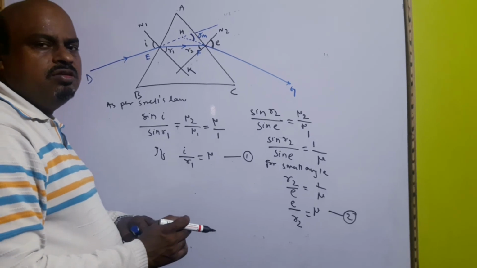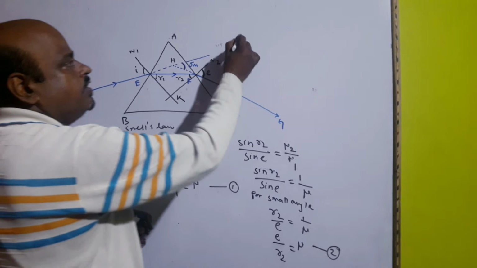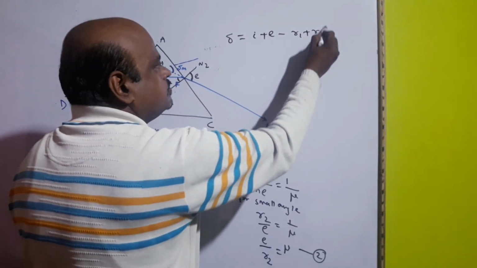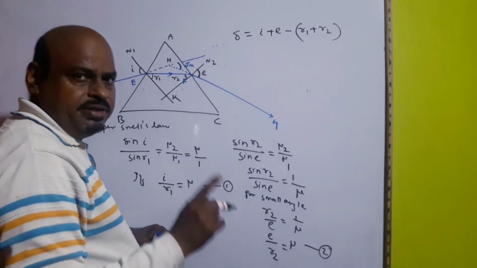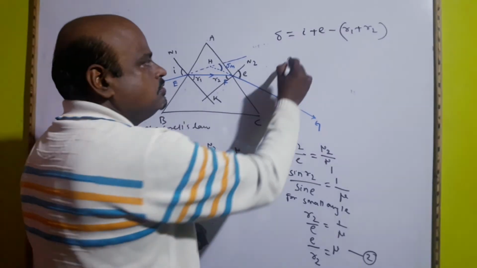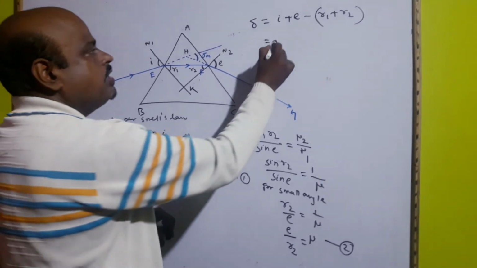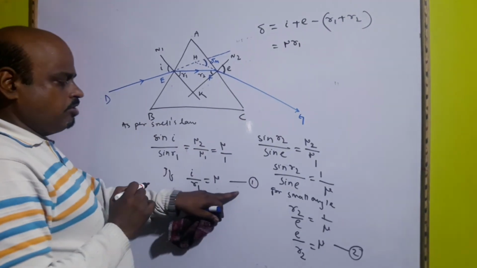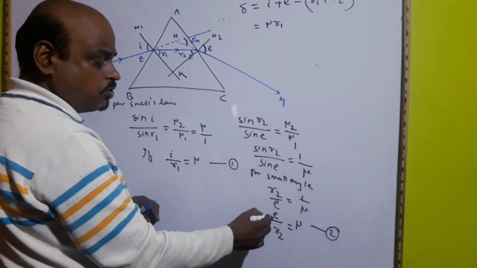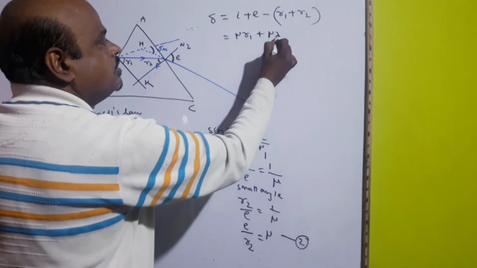You get equations 1 and 2. From the previous derivation, delta equal to I plus E minus (R1 plus R2). So in place of I, use equation 1: I by R1 equal to mu, so I equal to mu R1. In equation 2, E by R2 equal to mu, so E equal to mu R2.